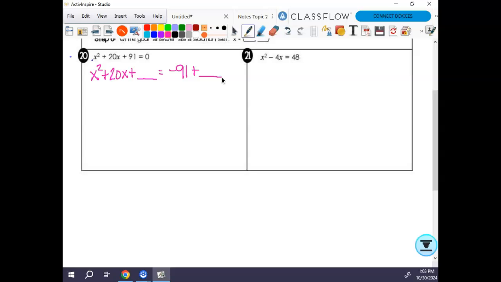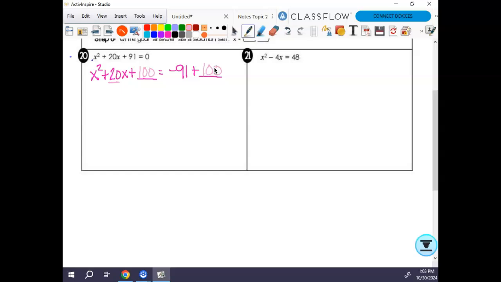How do we know what we add? What we add is what it just said over there. This is b. You take half of whatever this is, and you square it. So half of 20 is 10. When I square it, I get 100. And then I just add 100 to both sides.